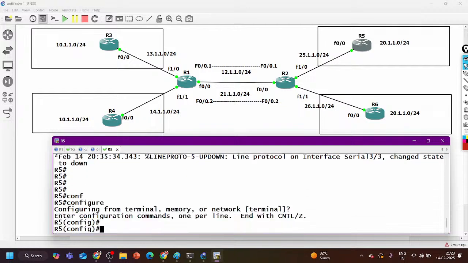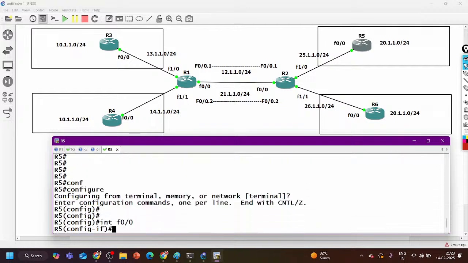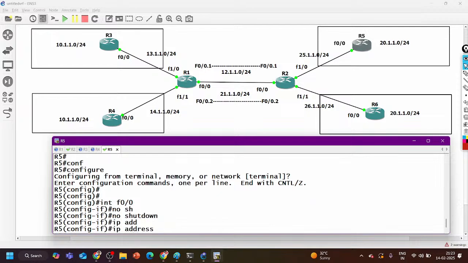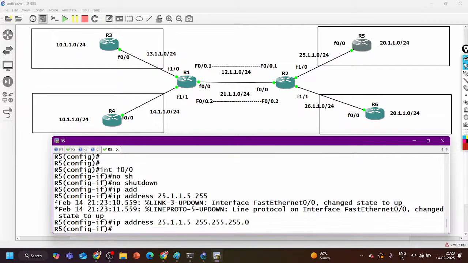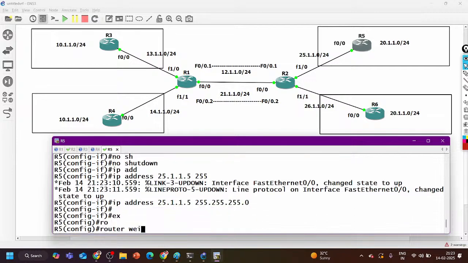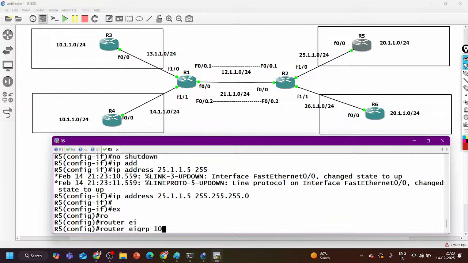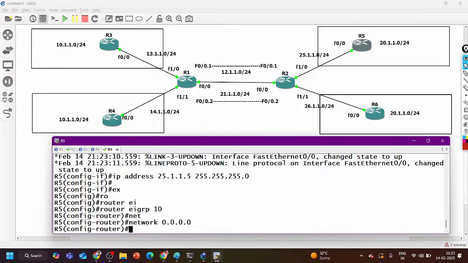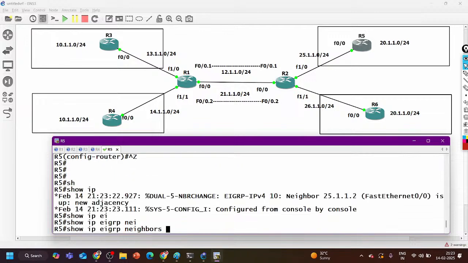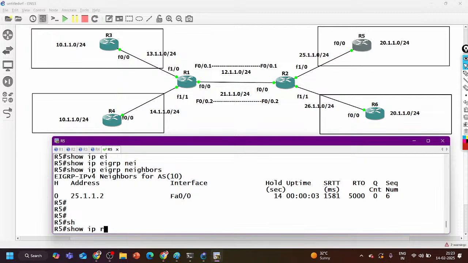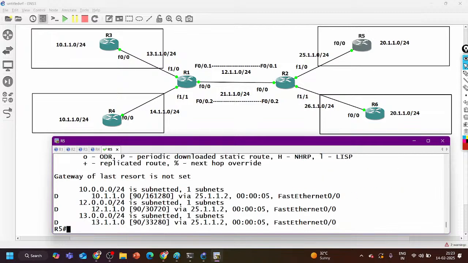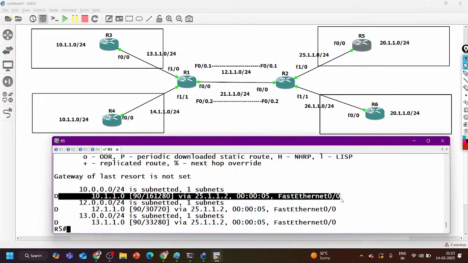Config T, interface F0/0, set IP address 5.1.1.5 255.255.255.0. Exit, router EIGRP AS number 10, network 0.0.0.0. Show IP EIGRP neighbor, done, and show IP route EIGRP. 10.1.1.0/24 is here. RD or RT, those things are not required over here. You can see in front of you.